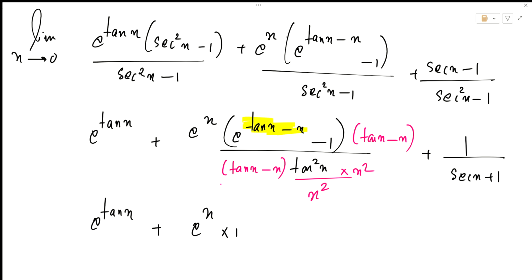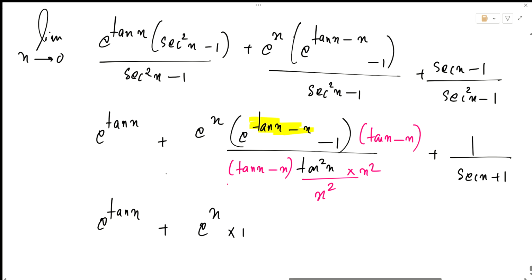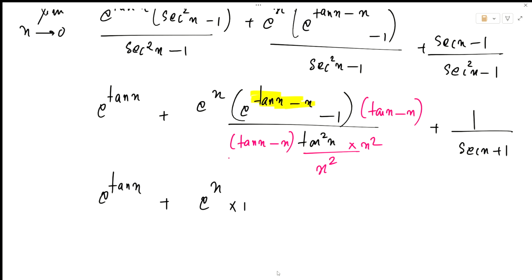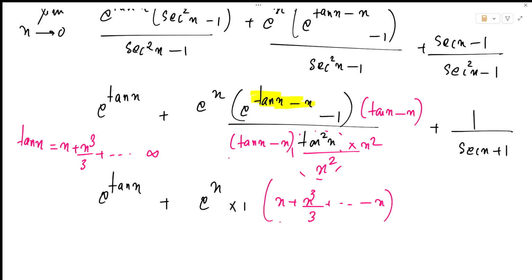What is the infinite series of tan x? You should know that tan x can be written as x plus x cubed by 3 plus dot dot dot infinite. So I'm going to just put it over there: x plus x cubed by 3 plus dot dot dot minus x. This factor over here becomes 1, so this is again 1 into x square, and over here simply 1 upon sec x plus 1.